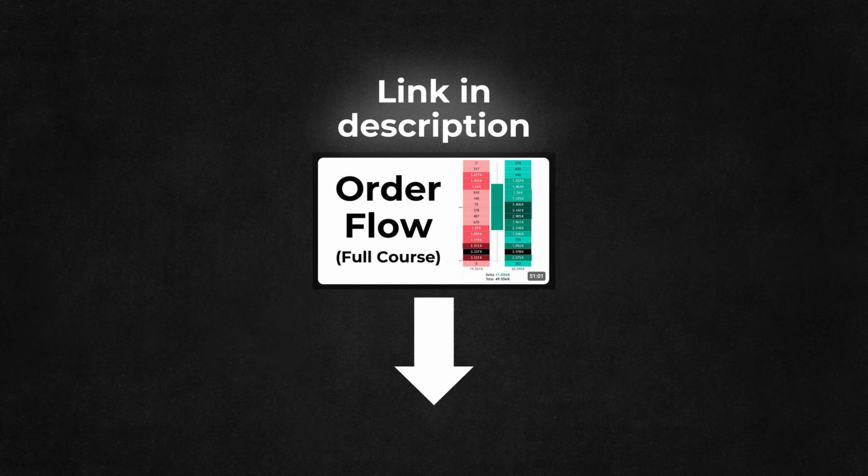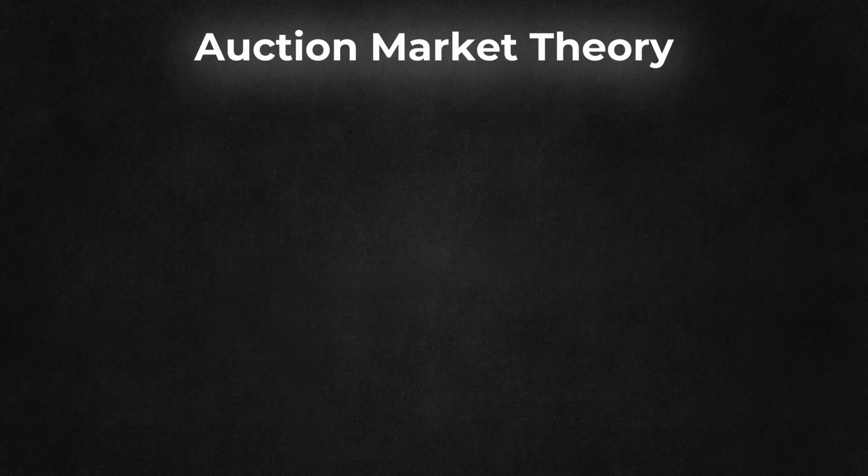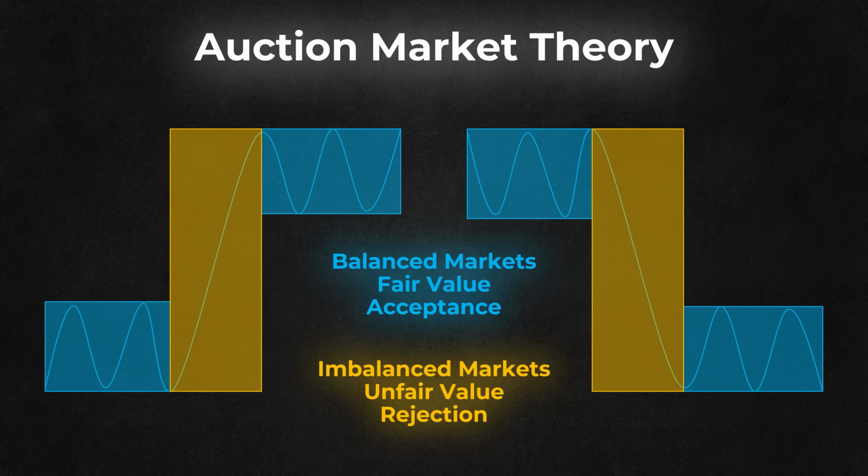Steidlmeyer's auction market theory proposes that the financial markets work as an auction, constantly seeking to find fair value. Out of this theory, two basic ideas emerge. When price is going sideways, it is in a state of balance, acceptance, or fair value. The market ranges because buyers and sellers relatively agree about the fair value of the market in that moment. When price trends, it is in a state of imbalance, rejection, or unfair value.